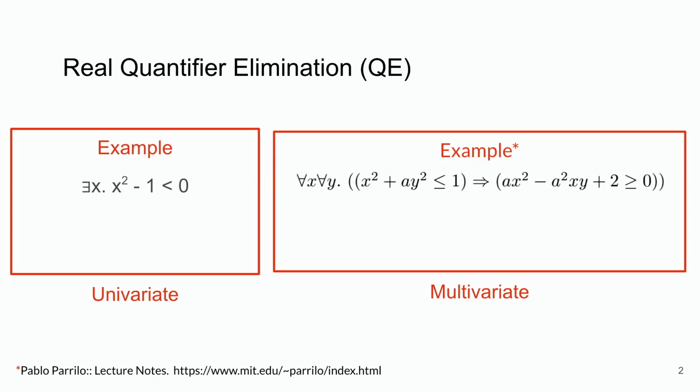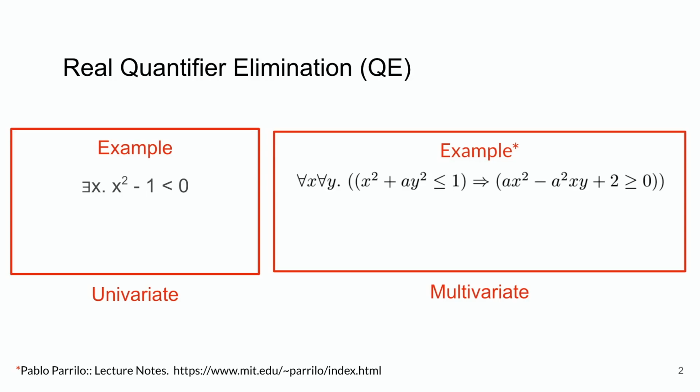This example on the right is a lot more complicated. I have taken it from some of Pablo Parrilo's lecture notes. It involves multiple variables, so we call it multivariate. And these quantifiers, there exists and for all, are difficult for both humans and computers to analyze. And the best way of handling them is to get rid of them entirely through a process known as quantifier elimination, or QE for short.